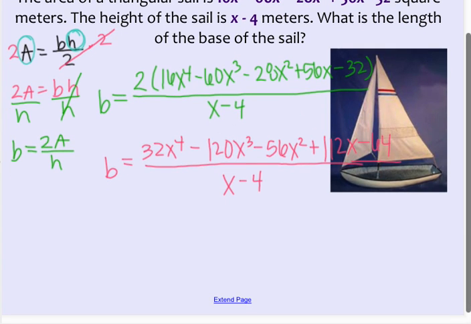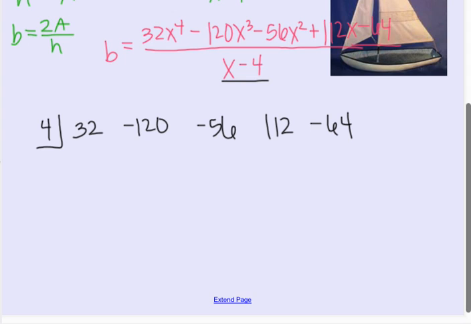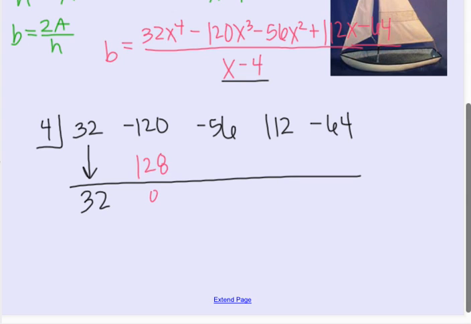So to set up my synthetic division, it's x minus 4, so in my box I would have 4. And then my leading terms, my coefficients. So 32, negative 120, negative 56, 112, negative 64. So I'd bring down that 32. 4 times 32 is 128. Negative 120 plus 128 is 8. 4 times 8 is 32.